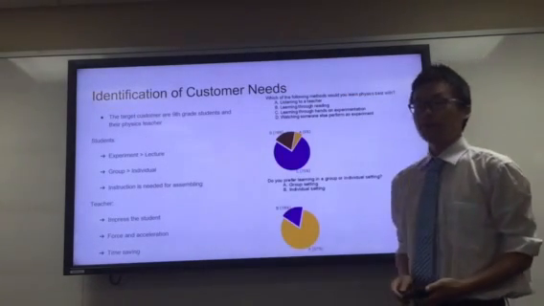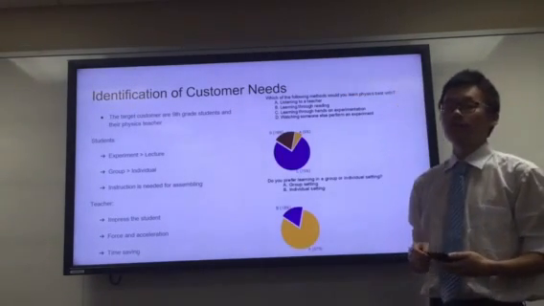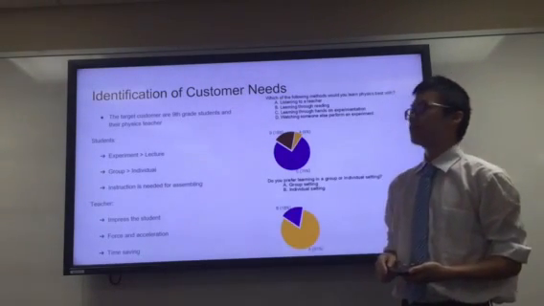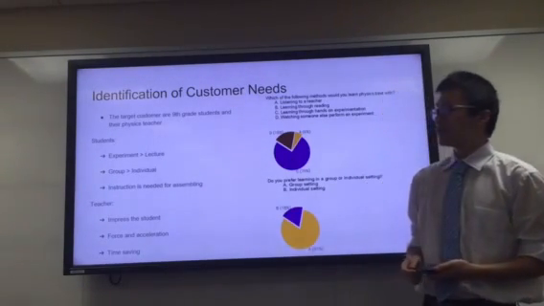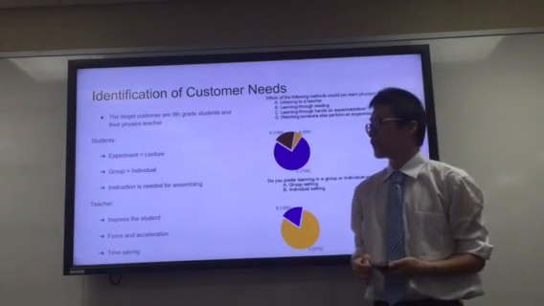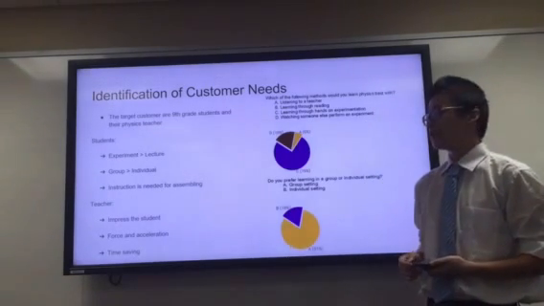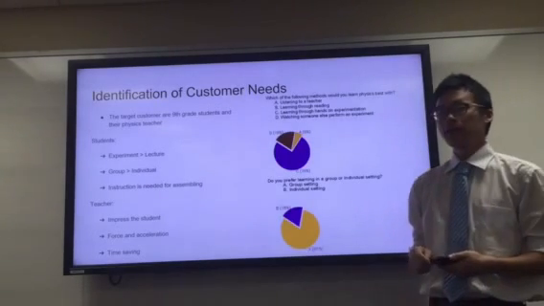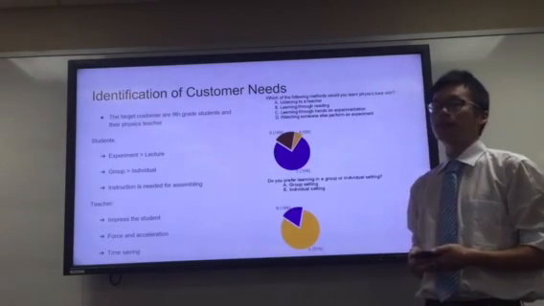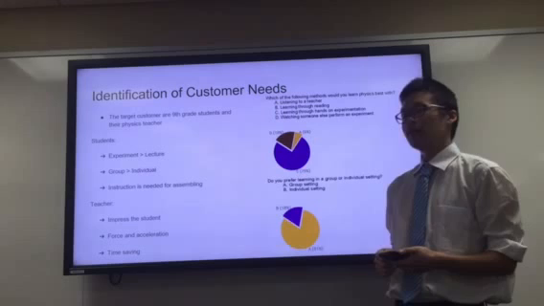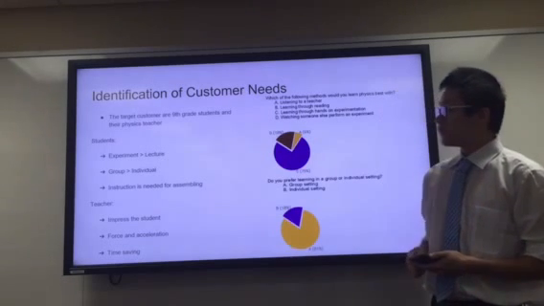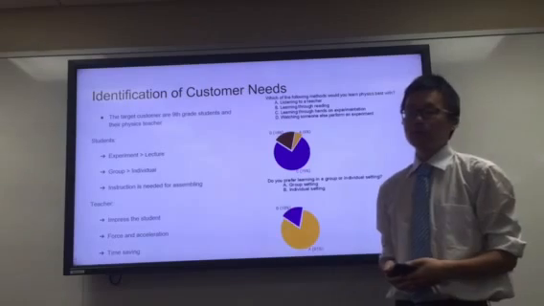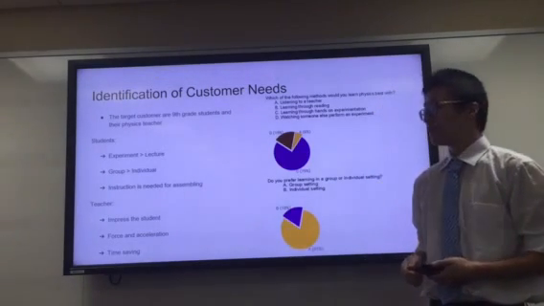So to make sure our product matches our customer specifications, we identify our customer needs. As we said, our target customers are 9th grade students and their physics teachers. We built some multiple choice questions which ask the students and their teachers about some key topics for the product. We made the questions into iClicker questions, so it's easier for our team to collect the results.